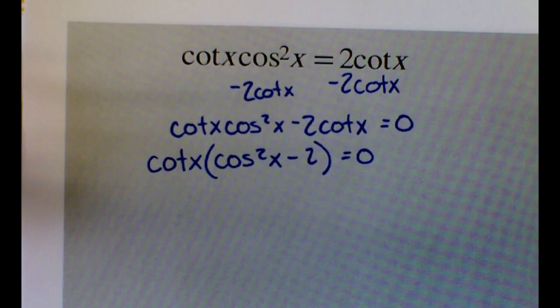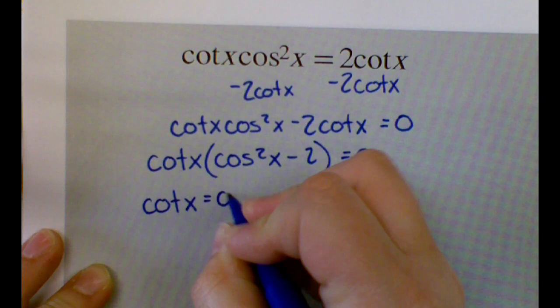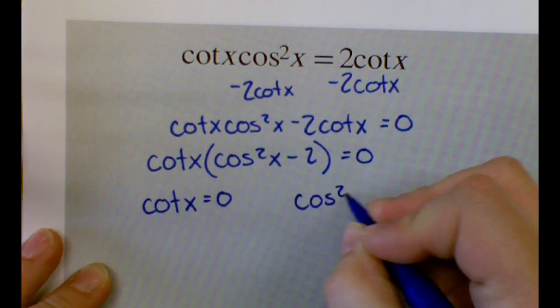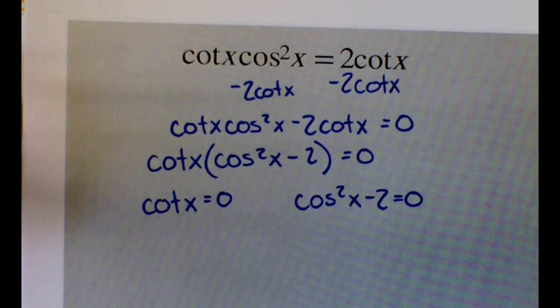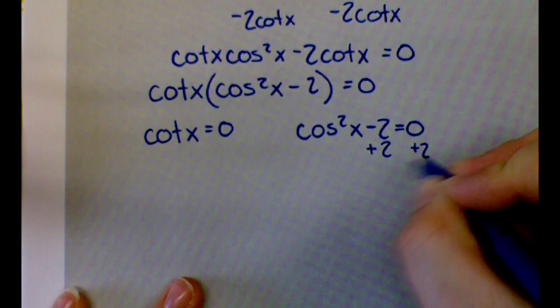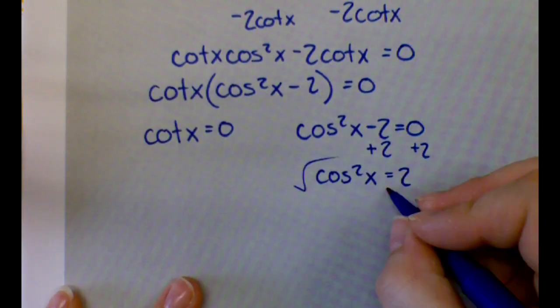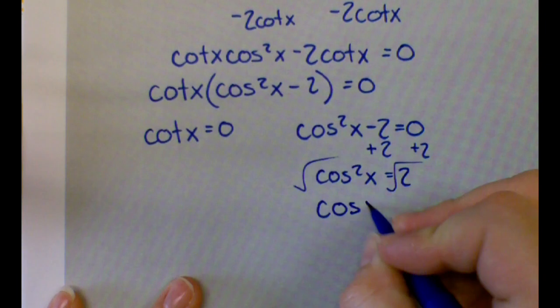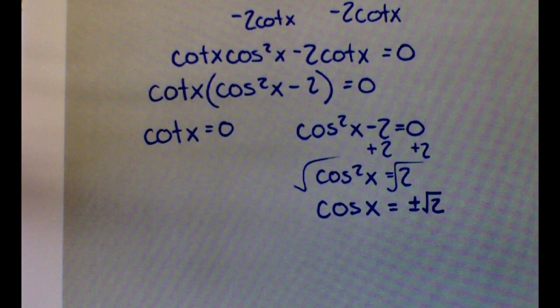Okay, well that actually is very helpful, because when I factor something, I can set both factors equal to 0. So cotangent equals 0, and cosine squared of x minus 2 equals 0. Cotangent is already alone, so I'm going to work on this other one. I'll add 2. Cosine squared of x equals 2. I'll square root. So the cosine of x equals positive or negative square root of 2.